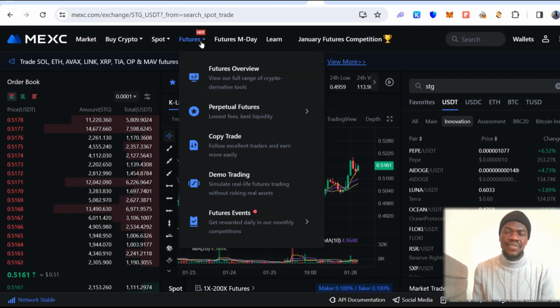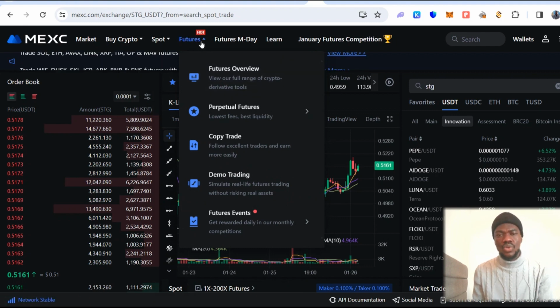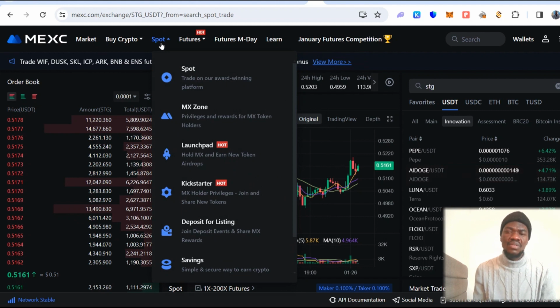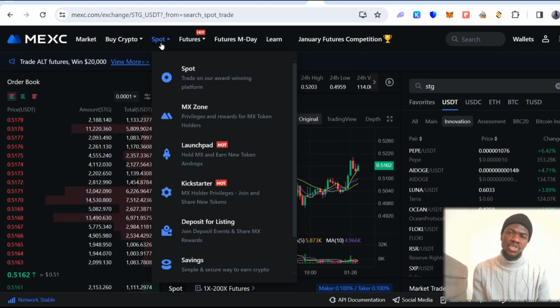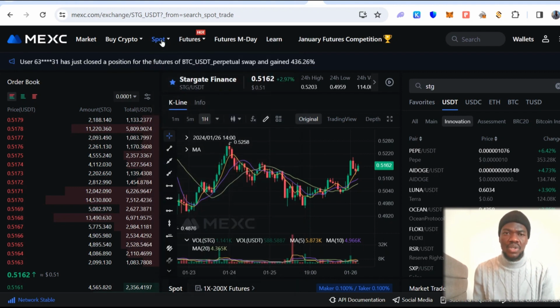Futures trading is options trading. It's more like gambling, so it's not what I am showing you now. People make a lot of profits trading futures, but that's not the purpose of this class. So we're going to click on spot, and then we will arrive at this point.